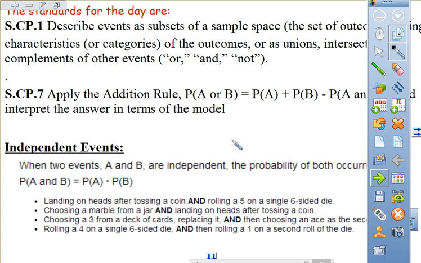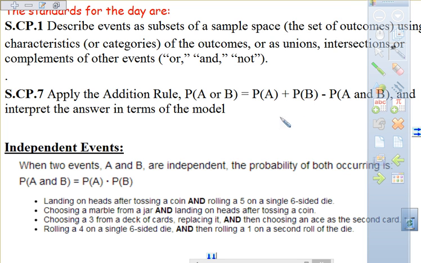So in this lesson, we're going to be describing events as subsets of a sample space using or, and not. We're going to understand conditional probability using the word given. And we're going to be finding conditional probability.